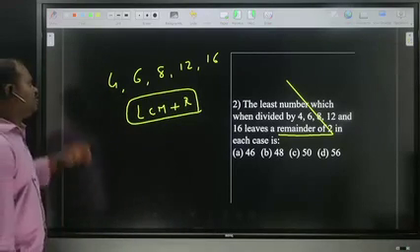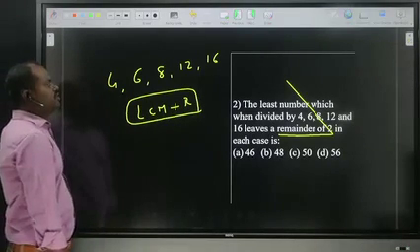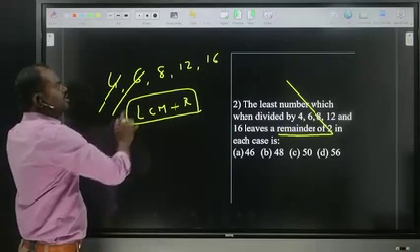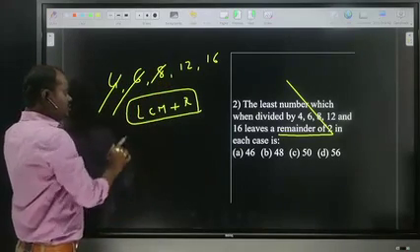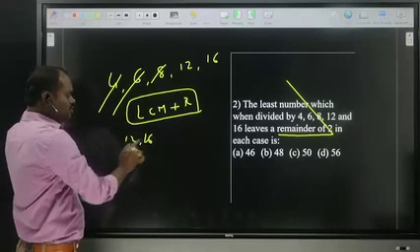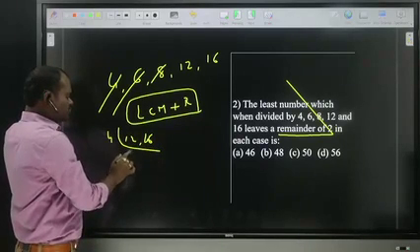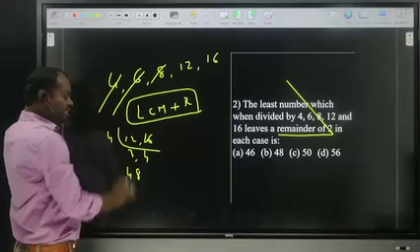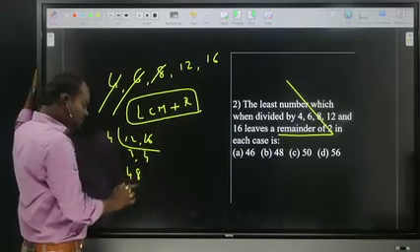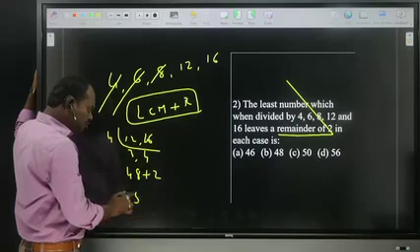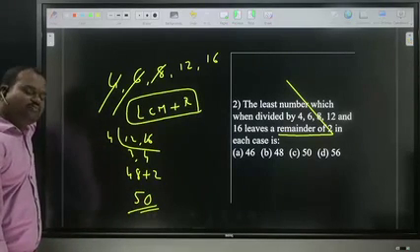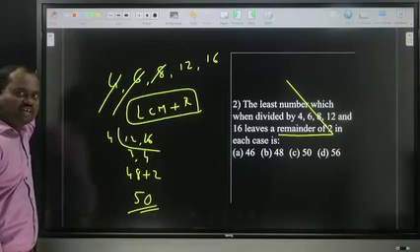Okay, now for the LCM, can we eliminate any numbers? 4 we can eliminate, 6 eliminate, 8 also we can eliminate, leaving 12, 16. What is the LCM of 12 and 16? 4 3s, 4 4s, so 4 times 3 times 4, 12 fours are 48. LCM is 48, but our answer is LCM plus remainder. 48 plus 2, how much? 50. That is the procedure: LCM plus remainder.